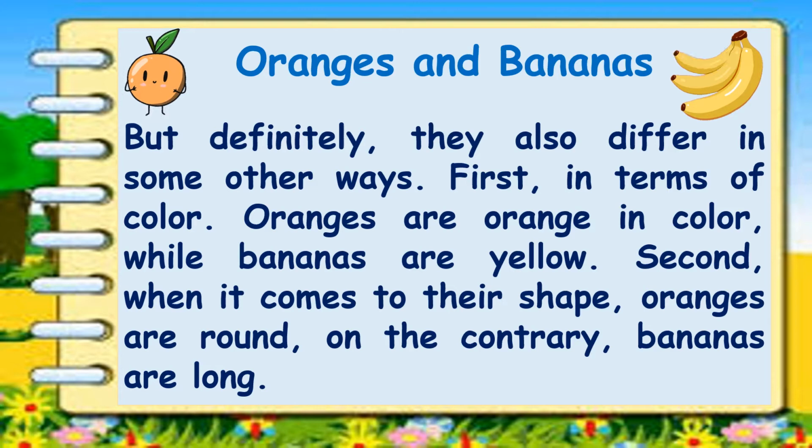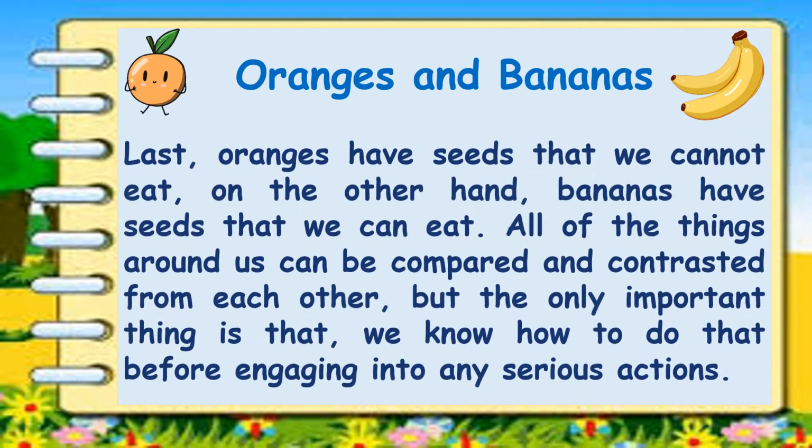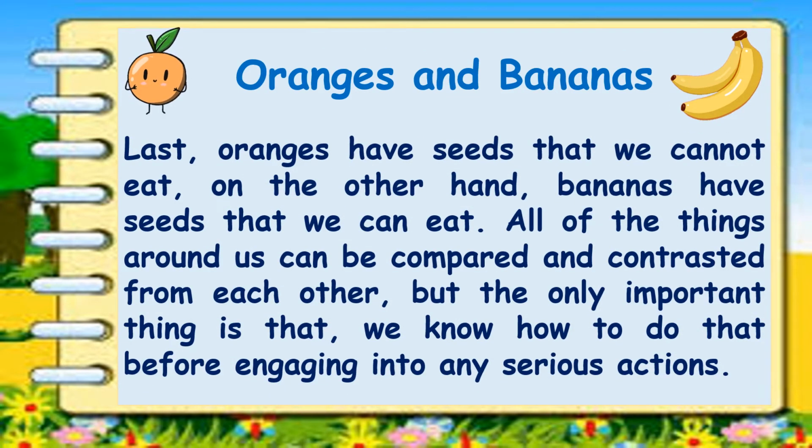First, in terms of color. Oranges are color orange, while bananas are color yellow. Second, when it comes to their shape, oranges are round. On the contrary, bananas are long. Last, oranges have seeds that we cannot eat. On the other hand, bananas have seeds that we can eat.